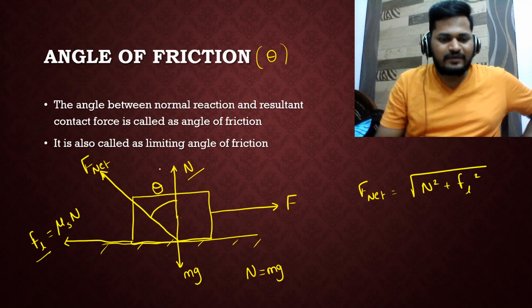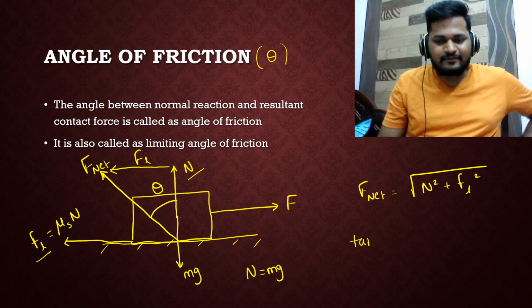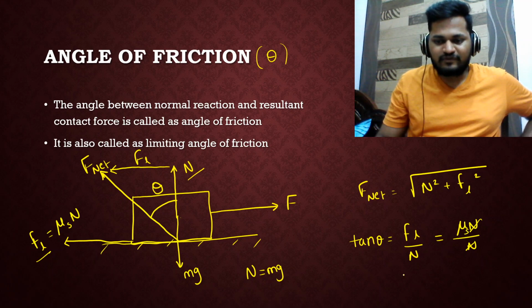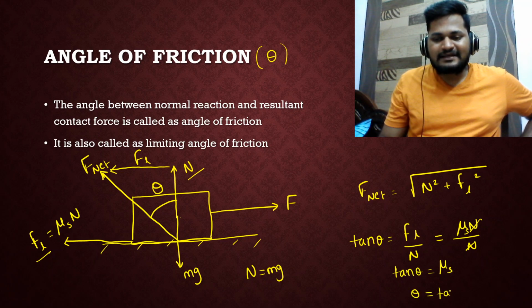So in this triangle, if I need tan theta, tan theta will be limiting friction divided by normal reaction, and limiting friction is mu s times the normal reaction, divided by the normal reaction. So tan theta is mu s, or theta is tan inverse of mu s.